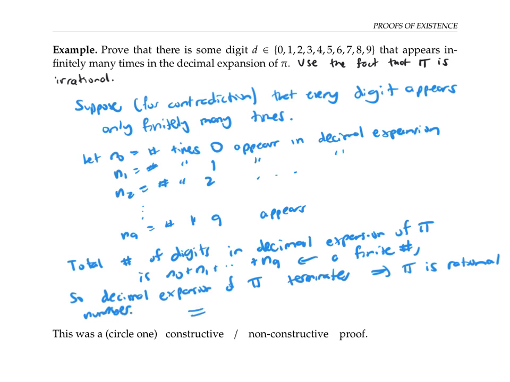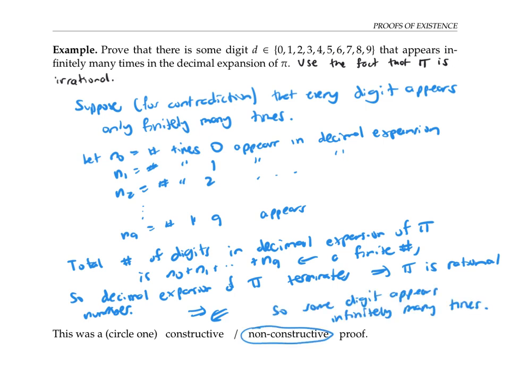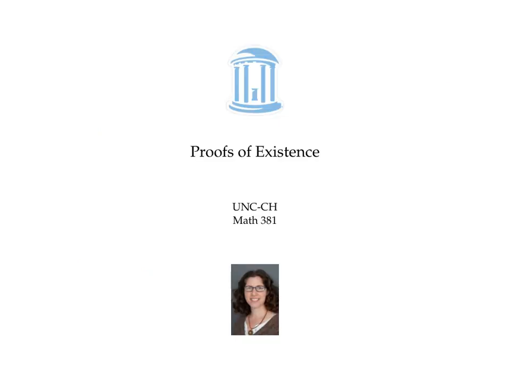This is a contradiction to the fact that we're using that pi is irrational, and so it proves that, in fact, there's some digit that appears infinitely many times. This was an indirect or non-constructive proof. Notice that we never named a particular digit that appears infinitely many times. In this video, we gave an example of a constructive and a non-constructive proof of existence.